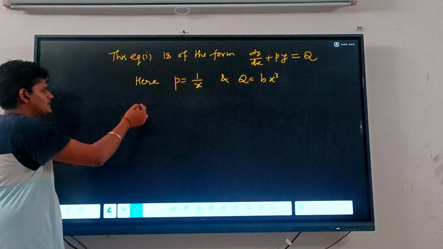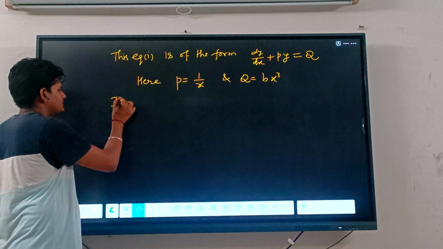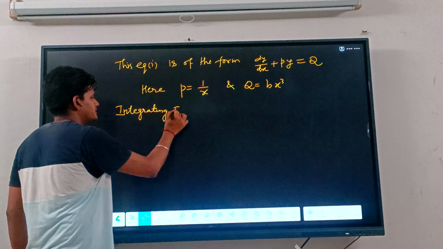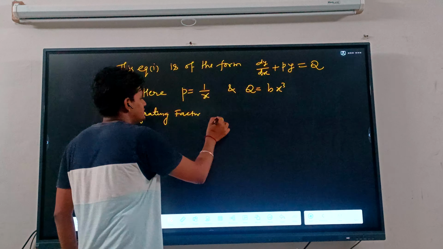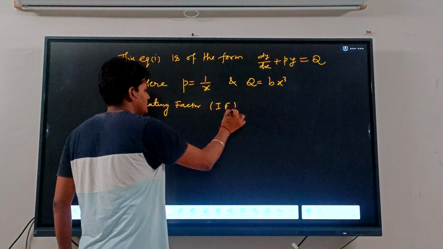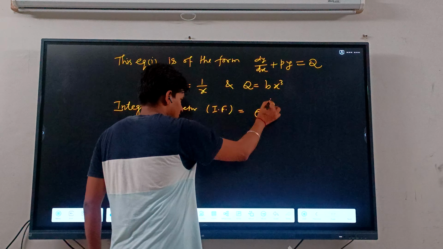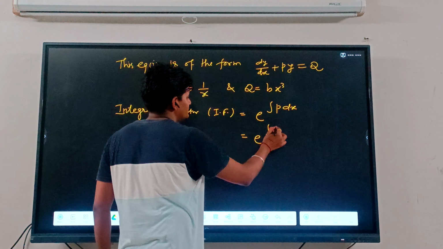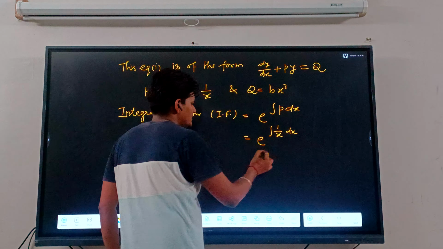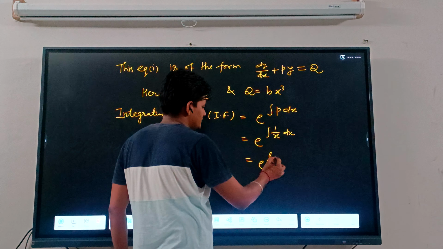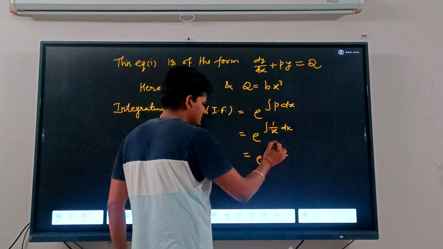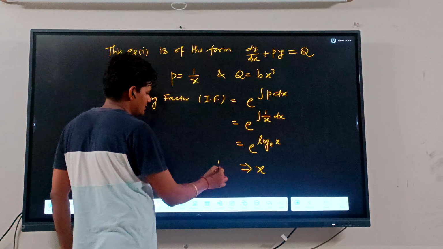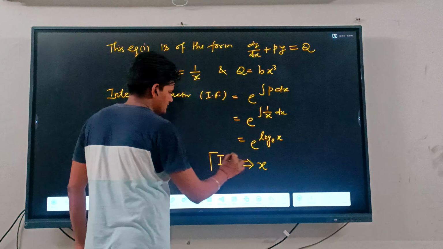Now to solve this problem, we want to calculate the integrating factor. What is the integrating factor? In short, IF. This is equal to e to the power integral P dx, so this is e to the power integral of 1/x dx. The integral of 1/x dx is log x with base e, and the logarithm and antilog cancel out. So this is equal to x. Now this is our integrating factor.